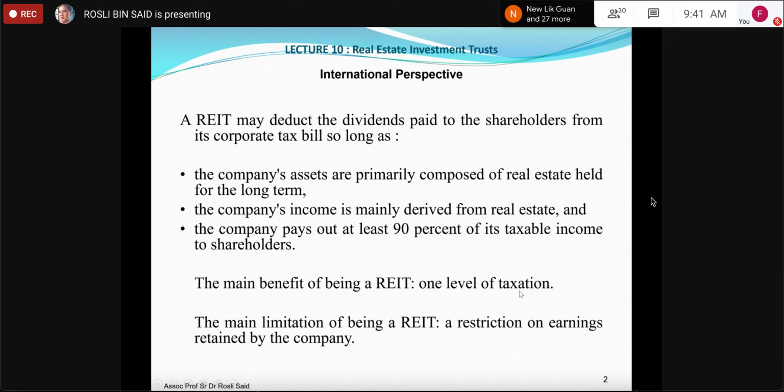So the REITs company will actually have to pay the so-called withholding tax. The main limitation of being a REIT is a restriction on earnings retained by the company. So only 10%. These are the advantages of being a REIT company. Only 10% can be kept for future investment, and 90% has to be paid to the shareholders.